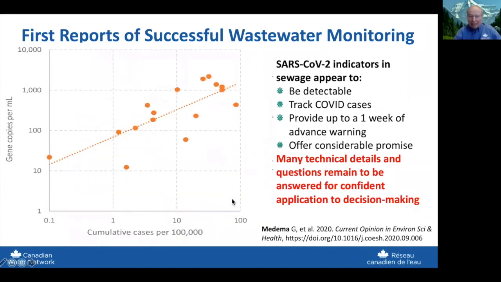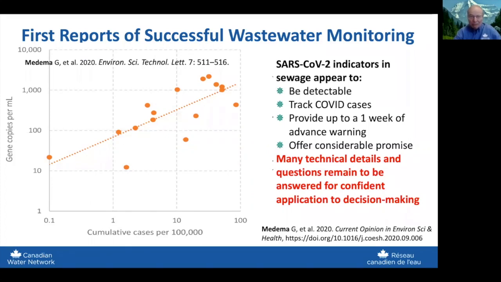Just as an indication of that, this is another paper from Medema's group. You'll notice this is a log-log scale, so the correlation between the gene copies of the virus and cumulative cases in their sampling. And while there's clearly a correlation here that's obviously going to be statistically significant, the scatter should grab some attention as well.